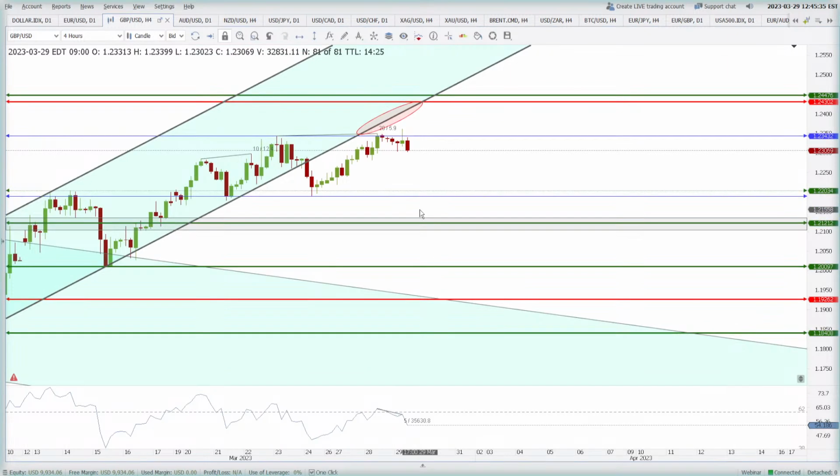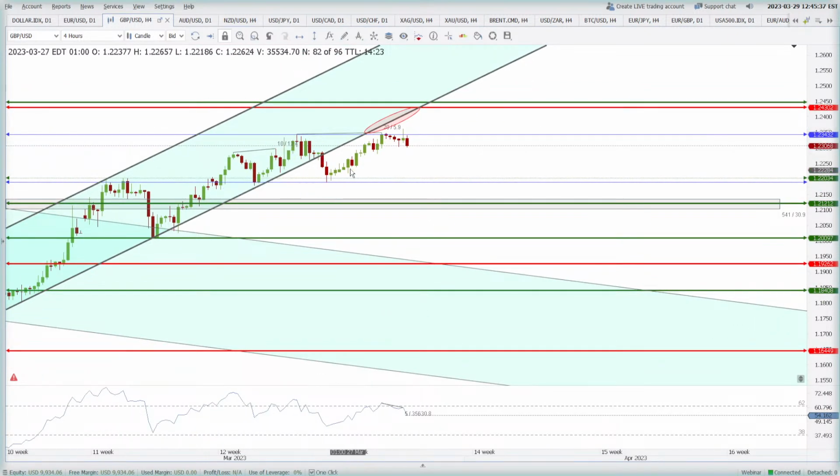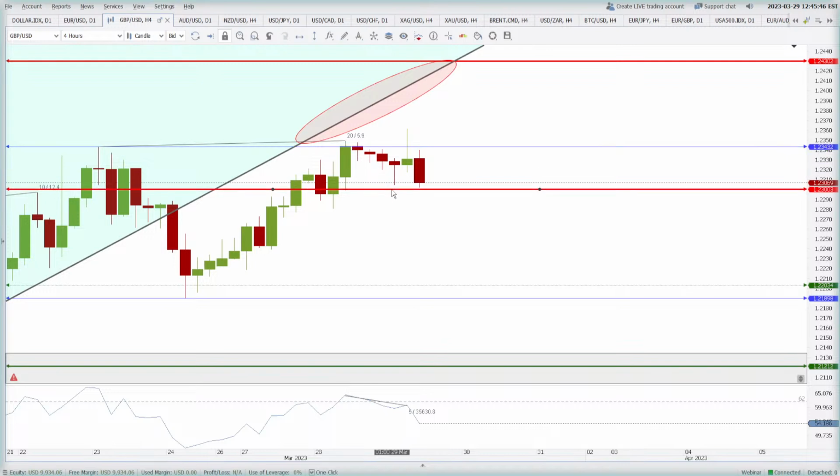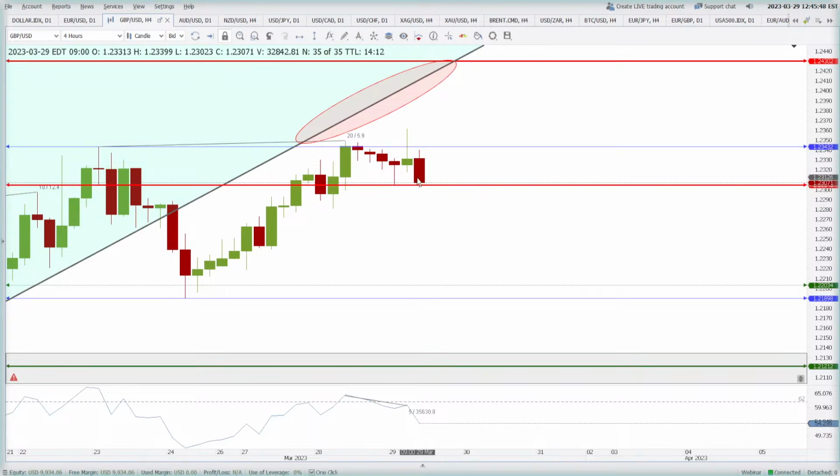Why? Because the market structure is still an uptrending structure. But now this low here on the 4-hour is your pivot. This has already been done actually. I was going to say that if the price trades below 1.23045, then we'll be looking for the selling opportunity, at least on the 4-hour.